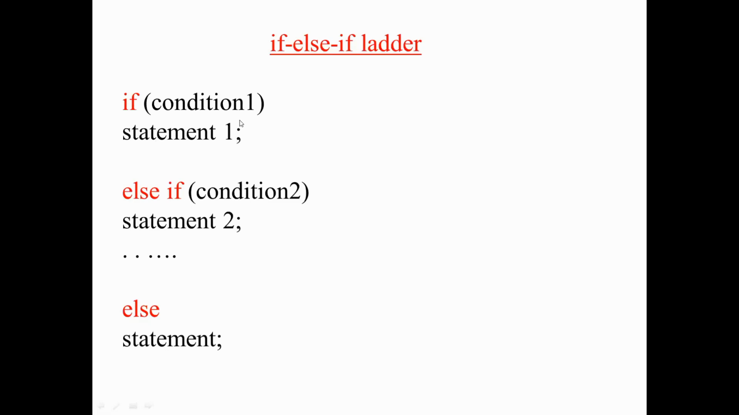If condition 1 is false, then condition 2 will be checked by using this else if statement. If that is true, then the statement 2 inside the else if block will get executed. Like this, we can have any n number of conditions to be checked inside the else if ladder.